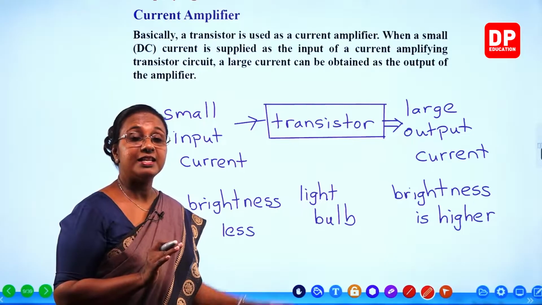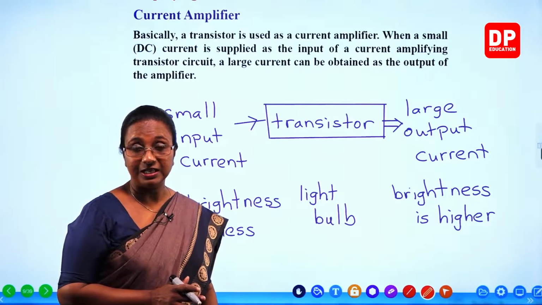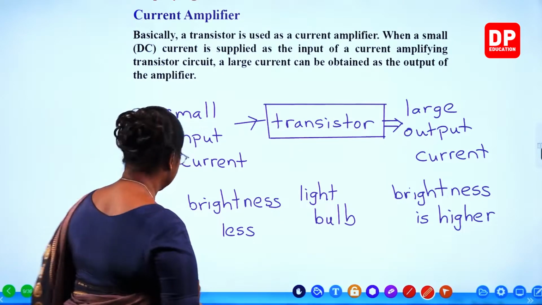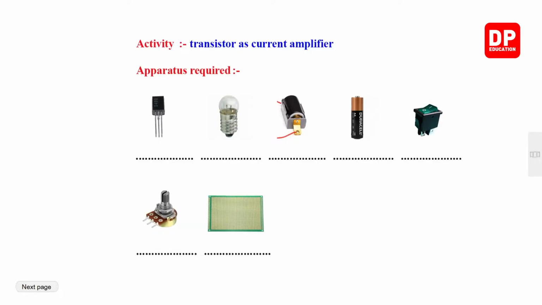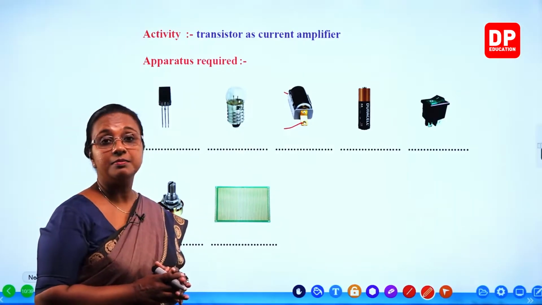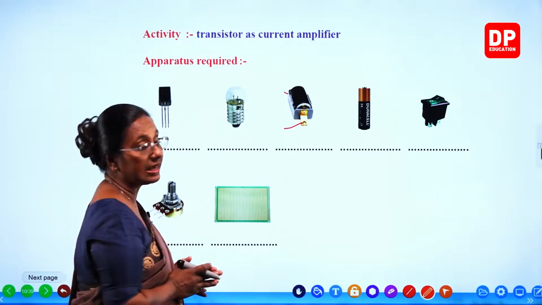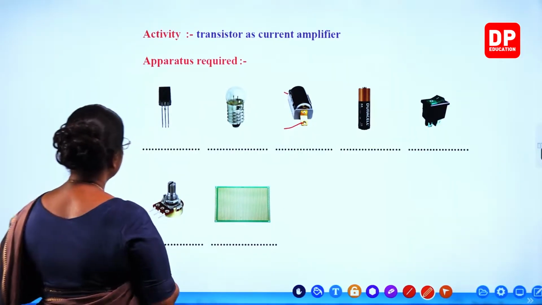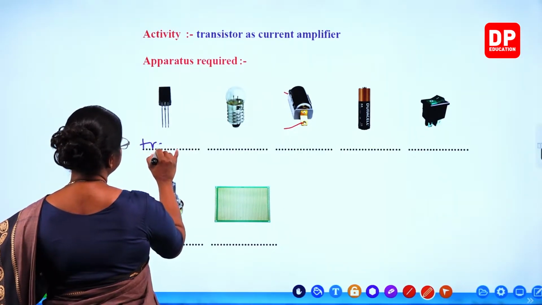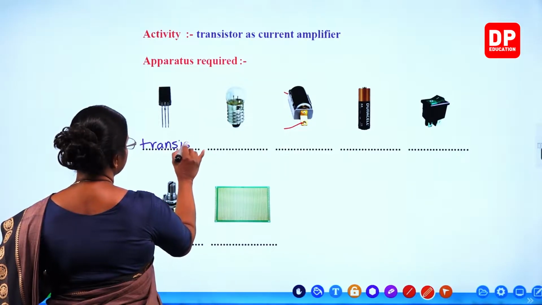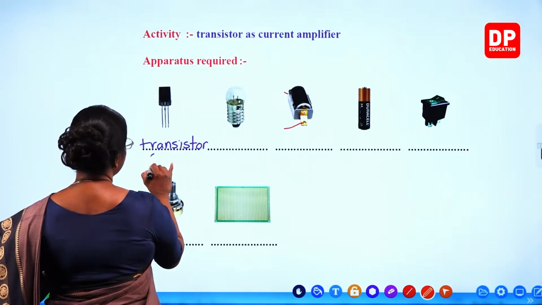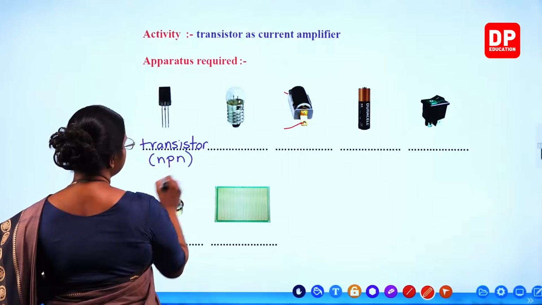So to understand this, we will do an activity. So I'm going to move on to the next slide. Activity: transistor as current amplifier. To do the activity, we need different materials or apparatus. So we need a transistor. Usually it is the NPN transistor.